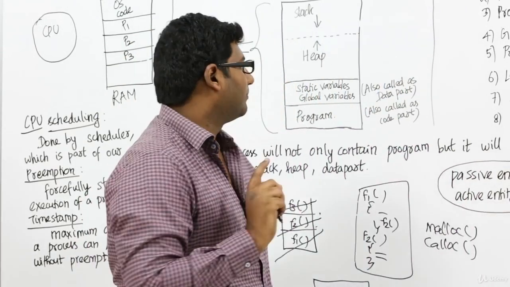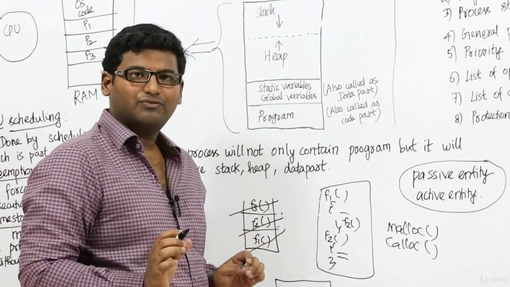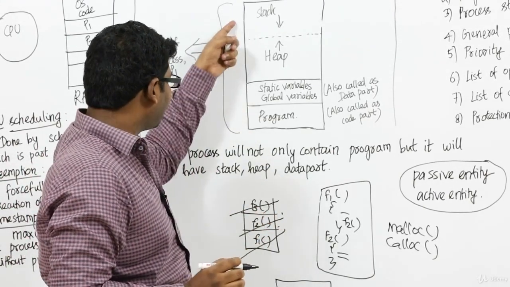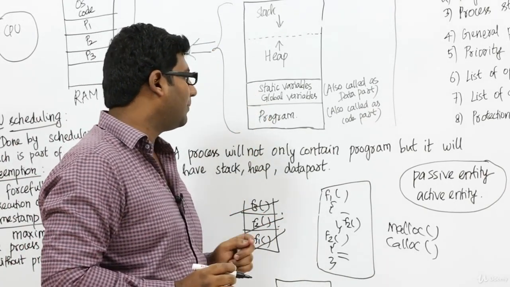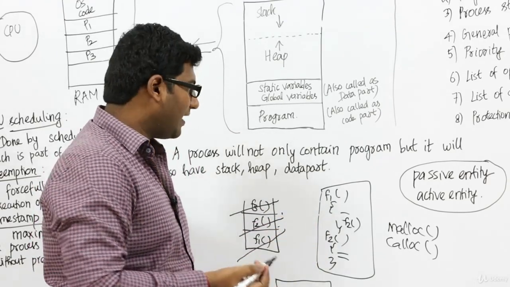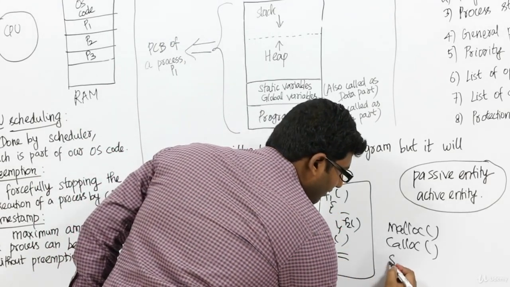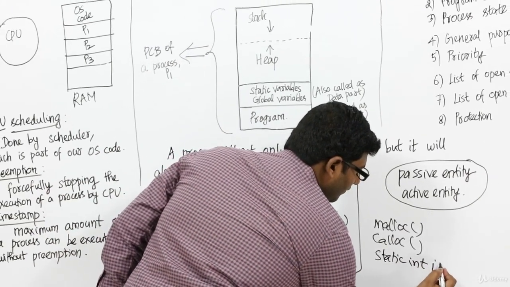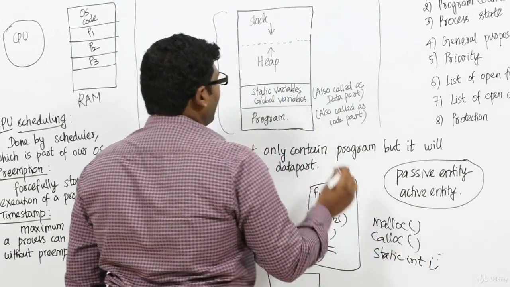Okay, fine. So far we have seen that a process will not only contain just program, but it will also have some more things like stack, heap and static and global variables. See, what is meant by static and global variables? Within our program, we might use static keyword, right? For example, in case if I wanted to declare a variable as static int I, okay, these variables will be separately placed in the static variables.